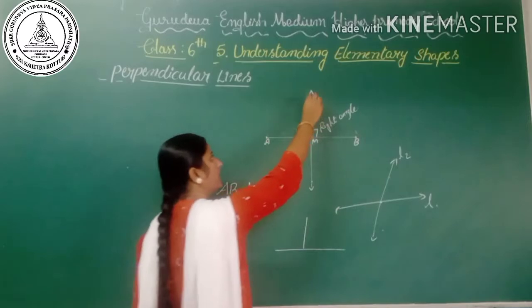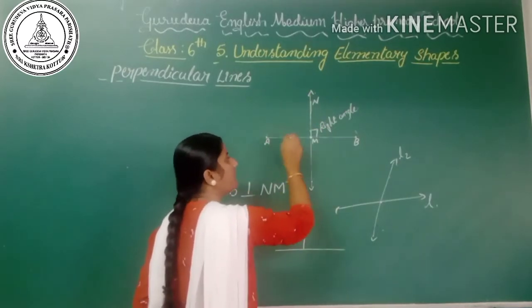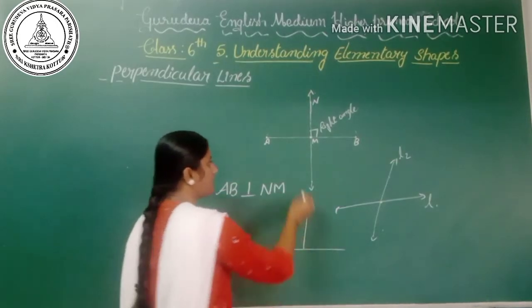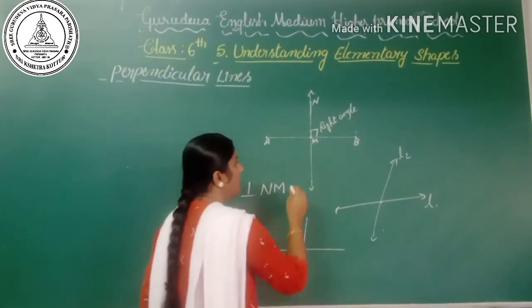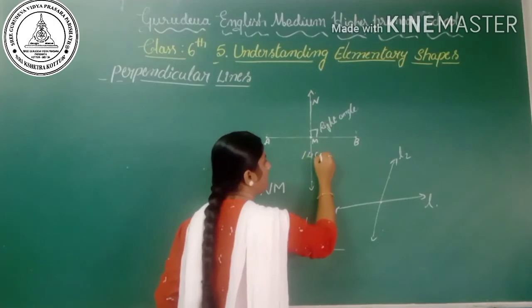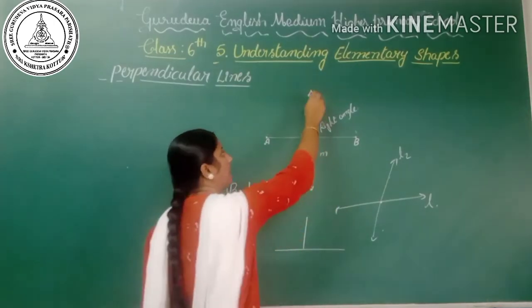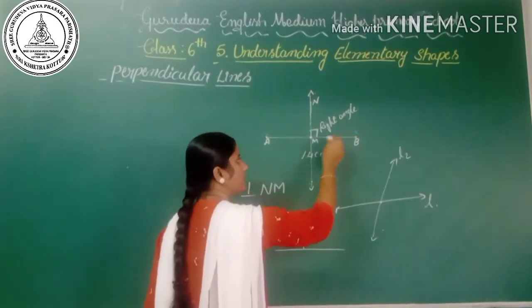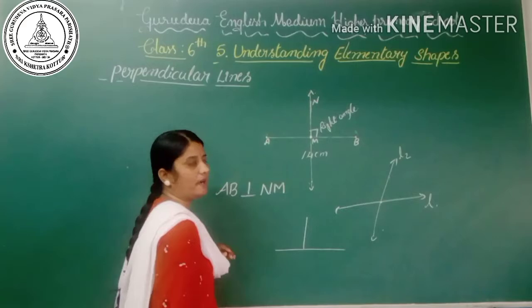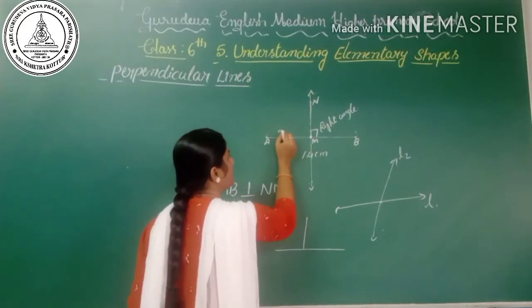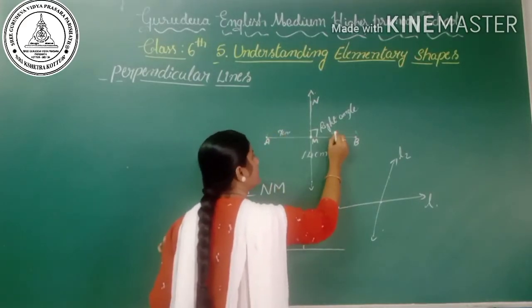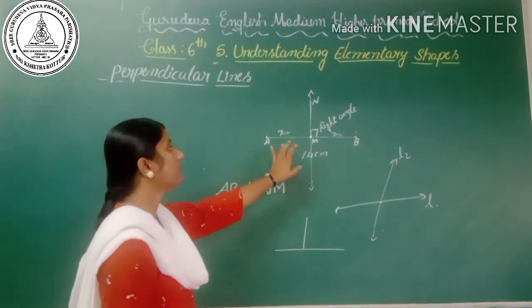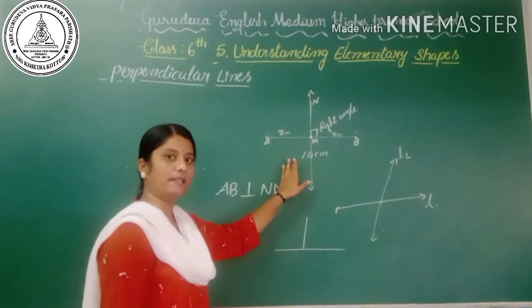Here the perpendicular line divides the given line segment into two equal parts. For example, if it is a 14 centimeter line segment, then the perpendicular line NM divides the line segment AB into two equal parts. Means AM is equal to 7 centimeters and MB is equal to 7 centimeters. So it is called the perpendicular bisector.